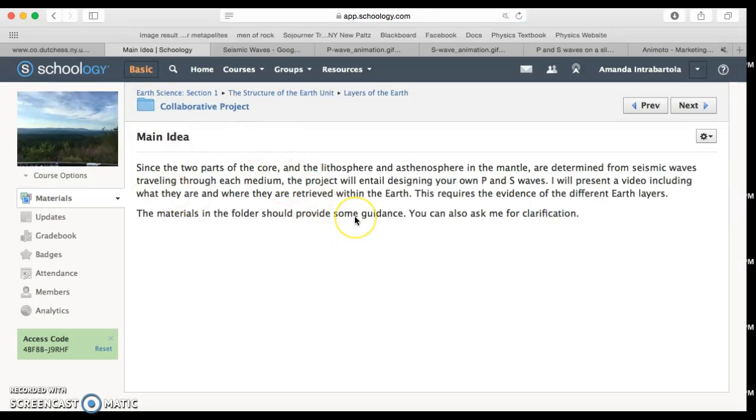So the main idea, since there's two parts to the core, and you know the difference between the lithosphere and the asthenosphere and the mantle, you need to know how to derive the seismic waves from that. So I would like your project to be to create your own P and S waves. This video is going to be explaining what they are again and where they are. And this also requires your background knowledge of having the evidence of the different layers of the earth. You can feel free to reference the other videos.